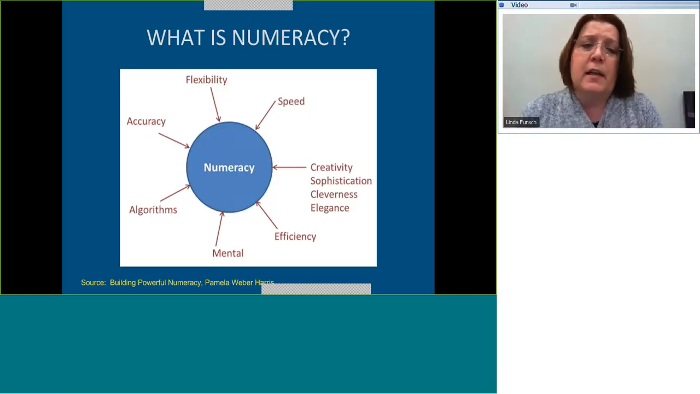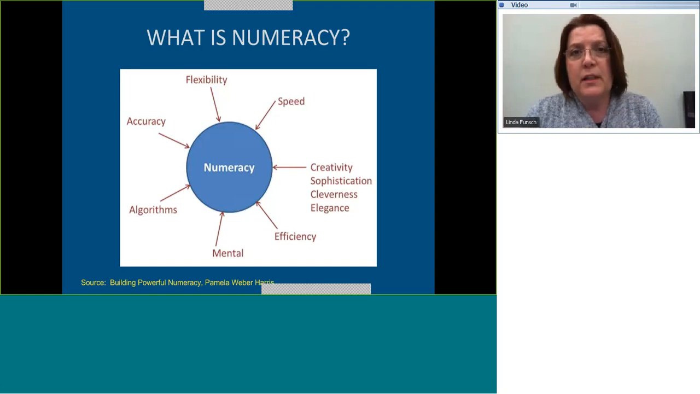So this is one of my favorite graphics that comes from Pamela Weber-Harris's book called Building Powerful Numeracy. And here she defines what numeracy is. The Common Core actually defines it as accuracy, flexibility, and efficiency. Students being able to look at sets of numbers that they're being asked to manipulate and be flexible in their choices so that they can be efficient in finding their solutions. Pamela Harris takes this a step deeper and says, well, there is a place for speed in this, but there's also a place for creativity and sophistication and students being clever and interested and engaged, which all goes back to their dispositions in mathematics. There is a place for algorithms, and there is definitely a place for mental math that I believe we've left off in the past.